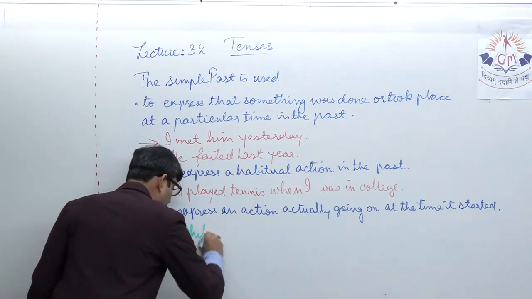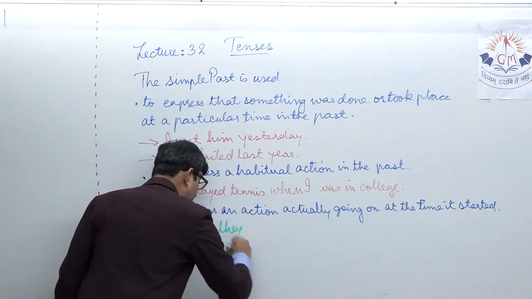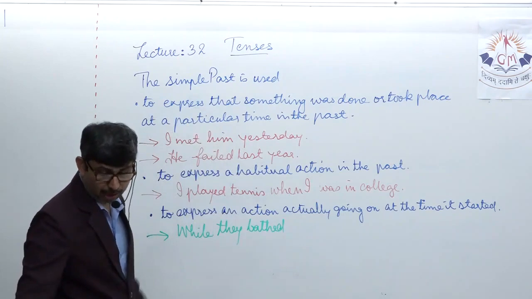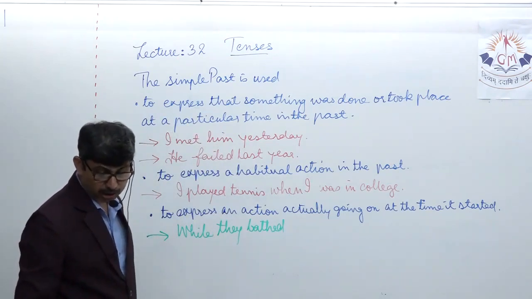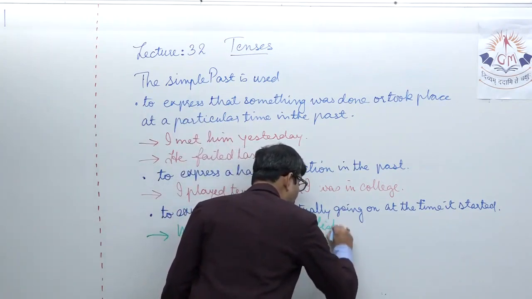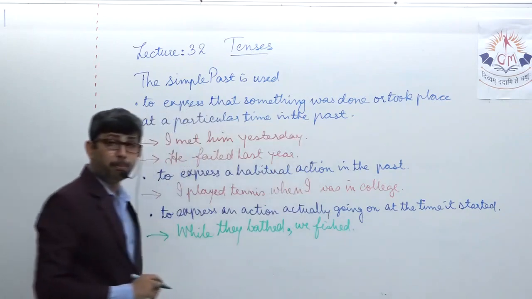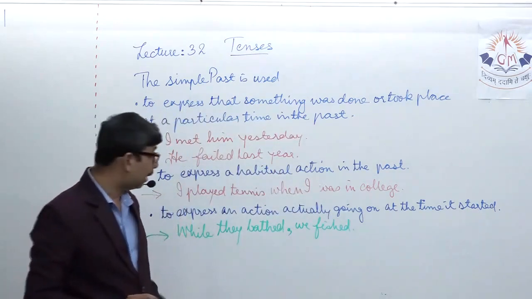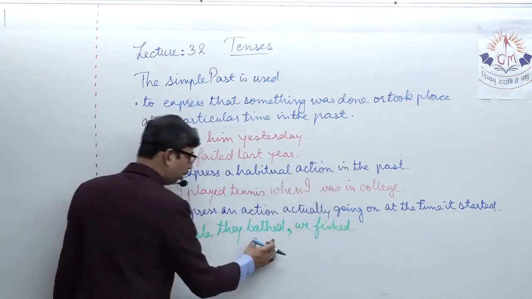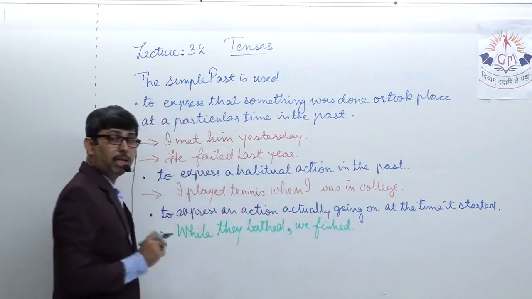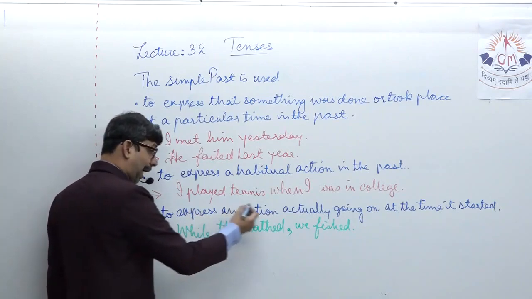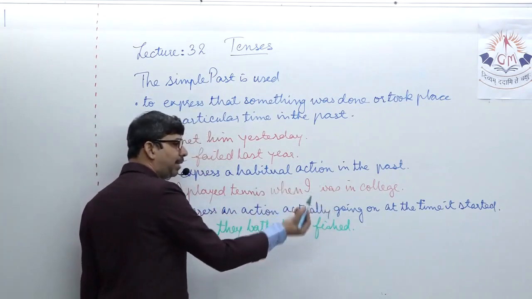While they bathed, have a look at the word bathed, B-A-T-H-E-D, a simple past, comma, we fished. Well, you were out on a picnic or somewhere, in a pond or somewhere where you are able to catch fish. So while they bathed, we fished. See the two words, bathed and fished. They are in the simple past. But what are you expressing over here? You are expressing an action actually going on at the time it started.